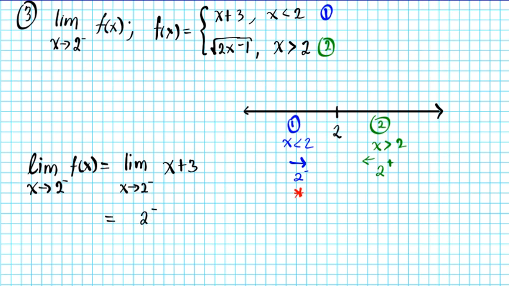2 from the left plus 3. Let's think about it. 2 from the left, what is that? 2 from the left is 1.999 with an infinite number of 9s. When you add 3 to that, you're going to have 4.999 with an infinite number of 9s. So what number are you approaching here? The number that you're approaching is 5. Alright, so there goes your final result.